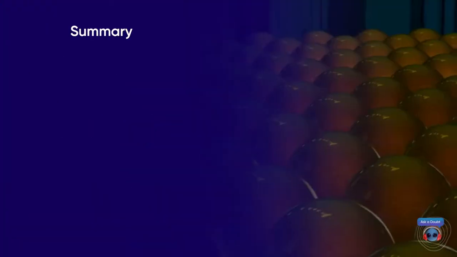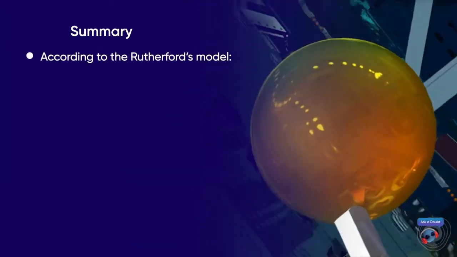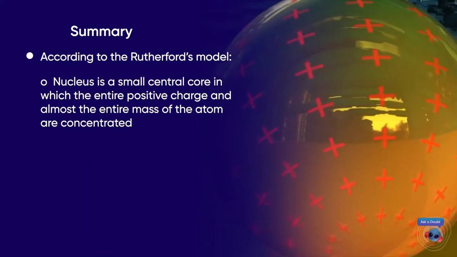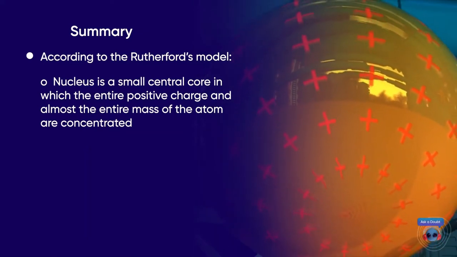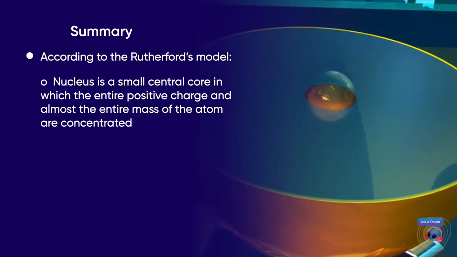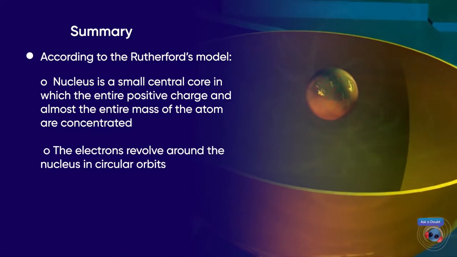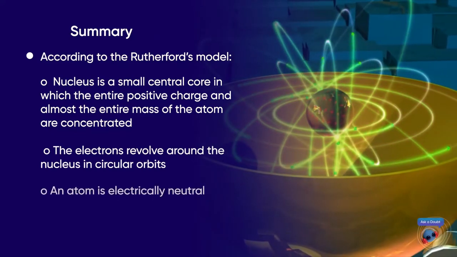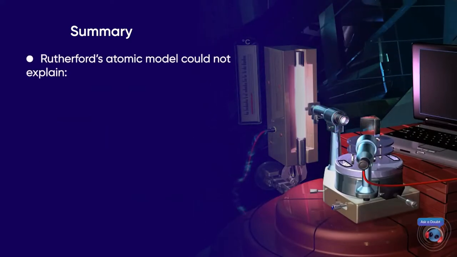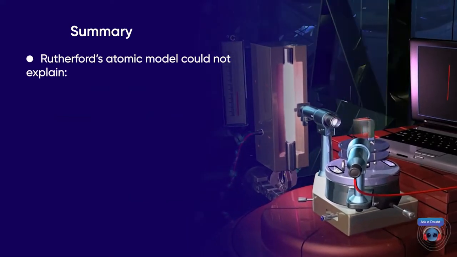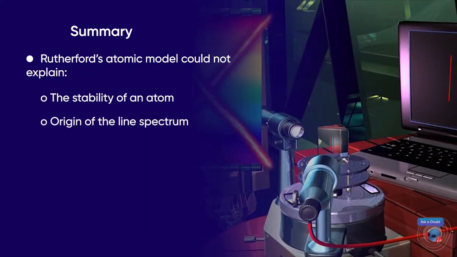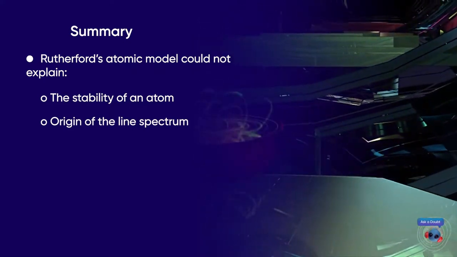To summarize, Ernest Rutherford proposed that an atom consists of a small central core in which the entire positive charge and almost the entire mass of the atom are concentrated. This core is called the nucleus. The electrons revolve around the nucleus in circular orbits. The atom as a whole is electrically neutral. Rutherford's model of the atom could not explain the stability of an atom and the origin of the line spectrum emitted by the excited atom such as hydrogen.